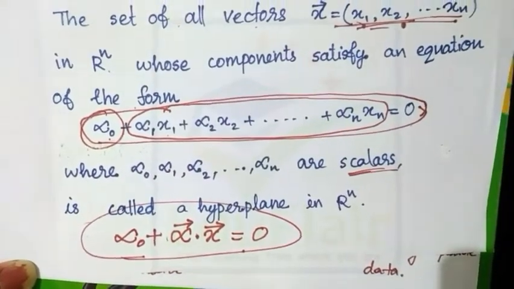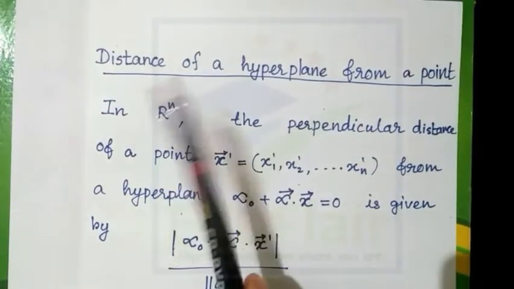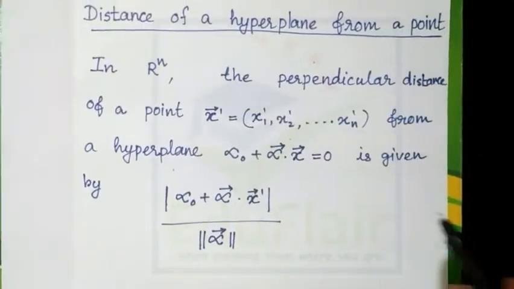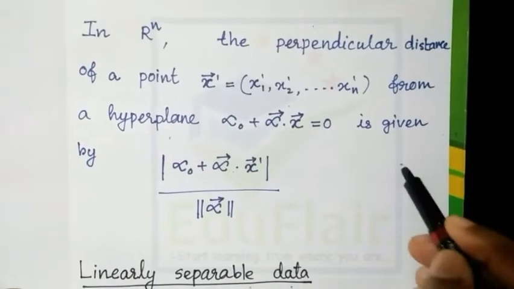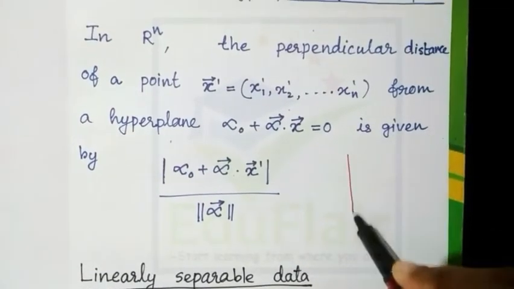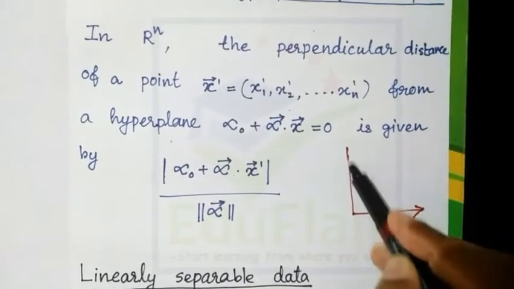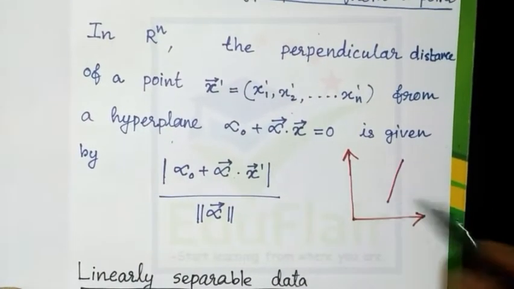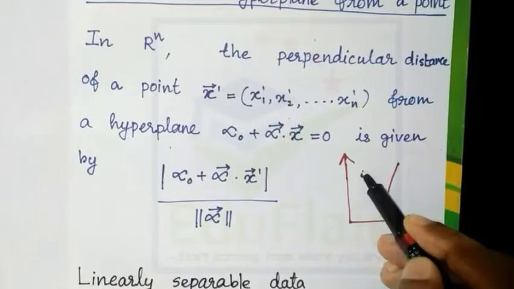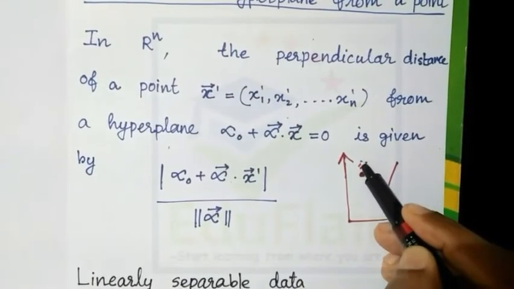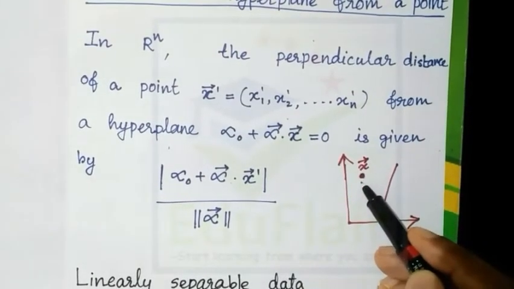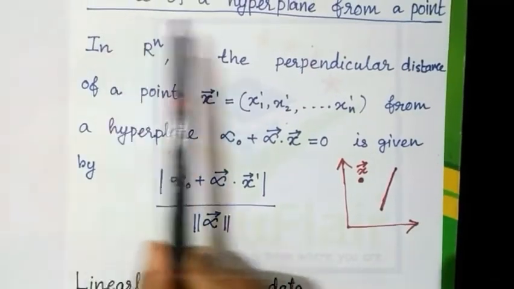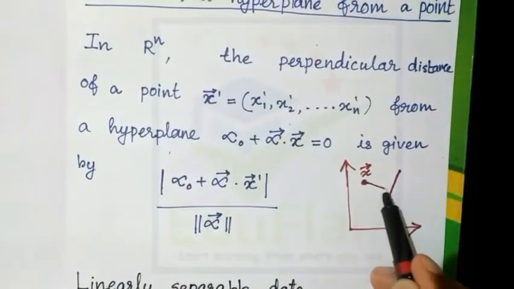Okay, so now let's see the distance of a hyperplane from a point. That is, take a vector space, say let us consider a 2 dimensional vector space. Okay, so in this vector space this is a hyperplane. There is a data point, say x, vector x. So this is vector x. Okay, this is a hyperplane. Distance of a hyperplane from a point.